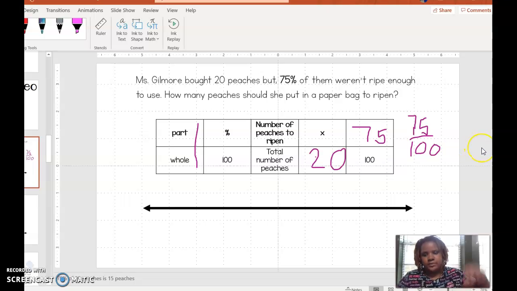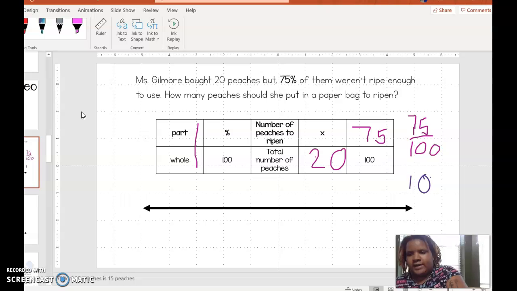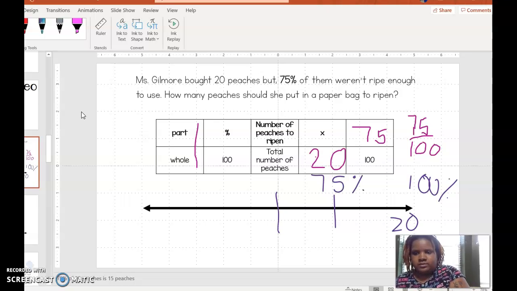Over 100. Okay? So now I'm going to take all this information and put it down here on the double number line. It's the same way that we use the strip diagram, except now it's just a number line and not a rectangle. So if I have 100%, that means I have 20 peaches. We are looking for 75%. You know me, I like to find the half first.